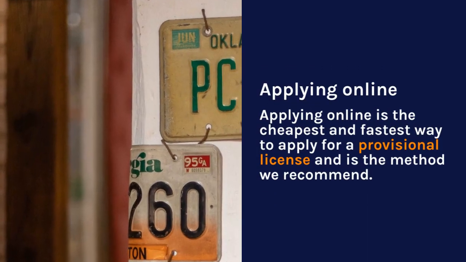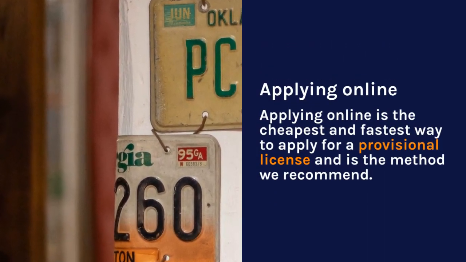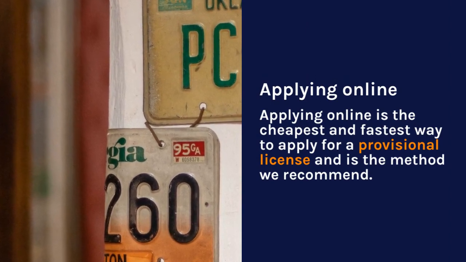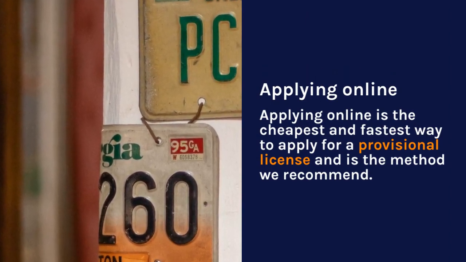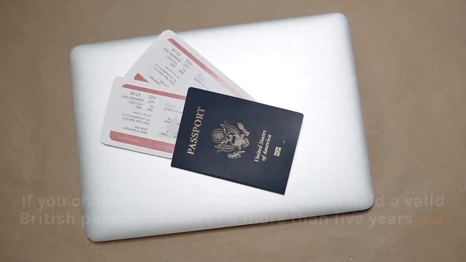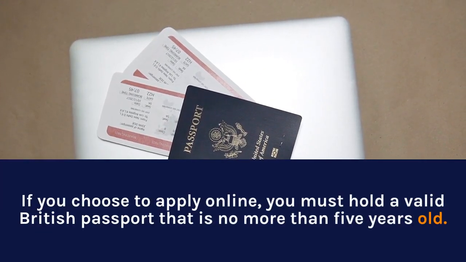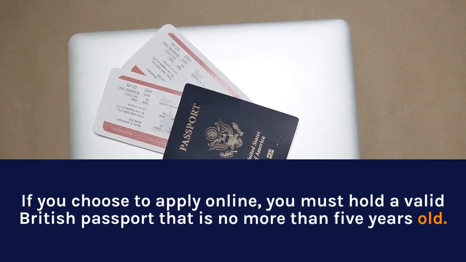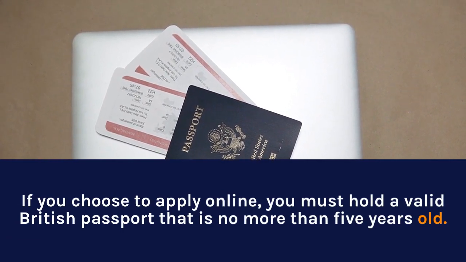Applying online. Applying online is the cheapest and fastest way to apply for a provisional licence and is the method we recommend. If you choose to apply online, you must hold a valid British passport that is no more than 5 years old.